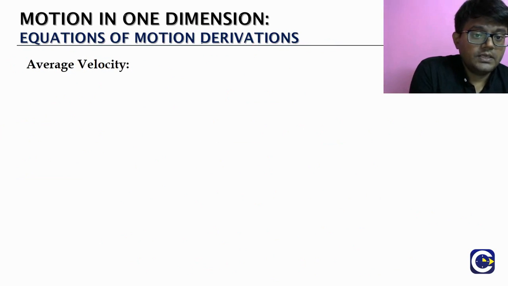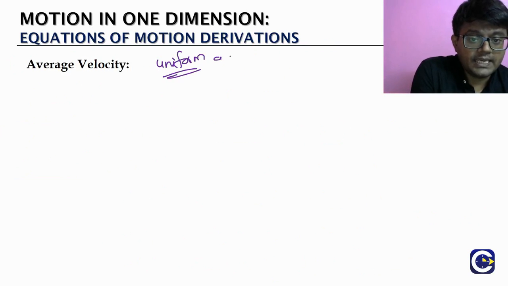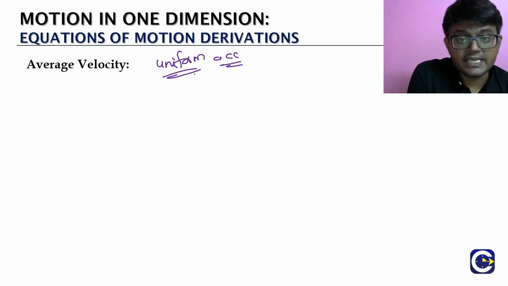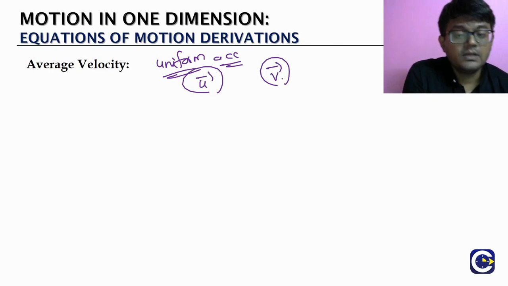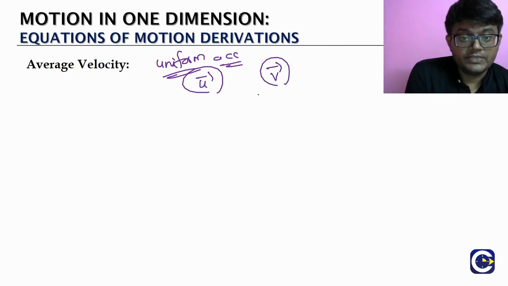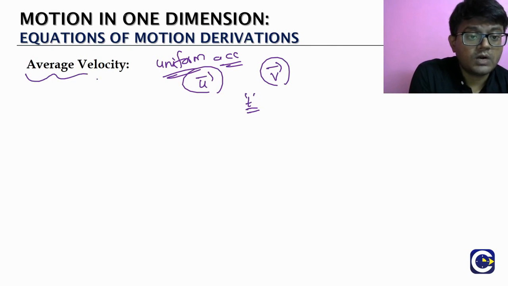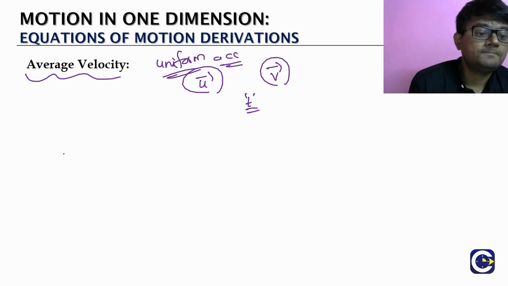Now in the uniform acceleration case, the velocity will be changing. So how will the velocity be changing? If you start your journey with a velocity u and end up with a final velocity v at the end of the journey during a time t, we can also talk about what will be the average velocity of the journey. What is the average velocity formula?